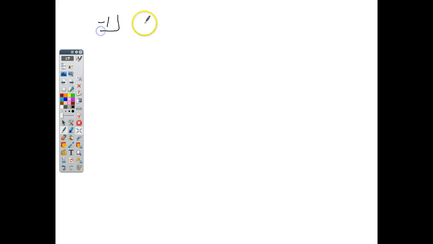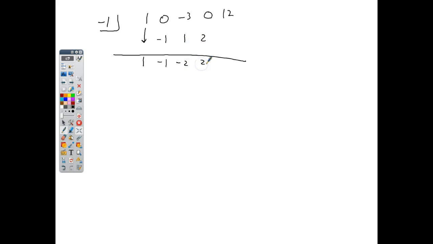1, 0, negative 3, 0, 12, right? Bring down the 1, I get negative 1, gets 1, negative 2 gives me 2, gives me negative 2, which gives me 10. Lower its power by 1, so I get x to the third minus x to the second minus 2x plus 2 plus 10 over x plus 1.